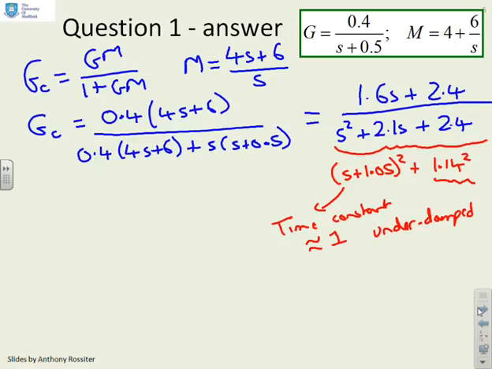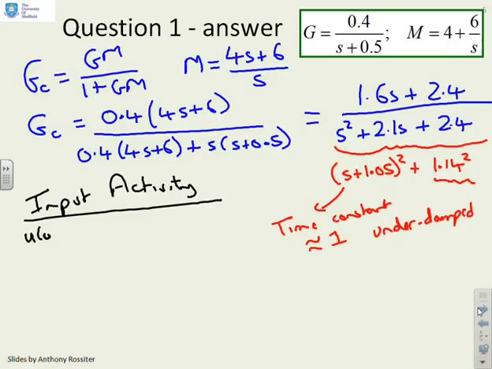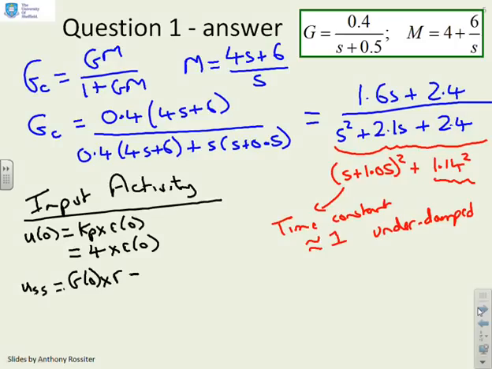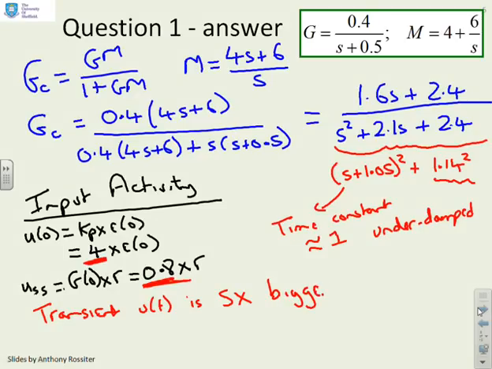Now what other things can we look at? Well, we can look at, for example, the input activity. So let's do that. Input activity. And you'll notice that u of 0 equals Kp times e of 0, which in this particular case is 4 times e of 0. However, you can also find the steady state. So u steady state equals G of 0 times r, and in this particular case G of 0 is 0.8, so you get 0.8 times r. Now what's significant here? The steady state multiplying factor is 0.8, the transient multiplying factor is 4. So in other words, the transient u of t is 5 times bigger than the steady state. And that's something that you might be worried about.